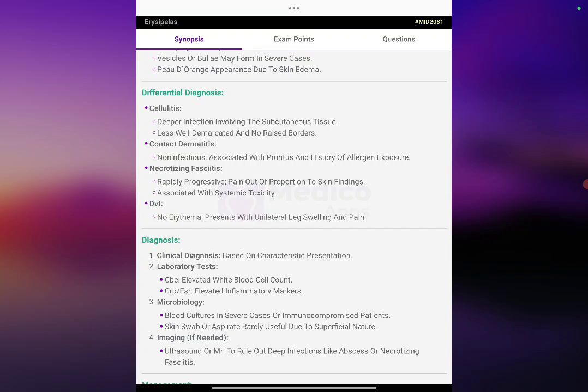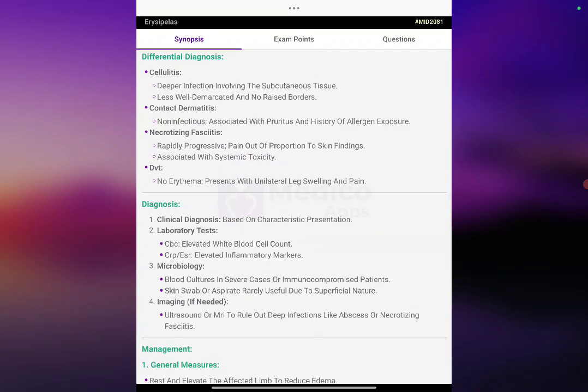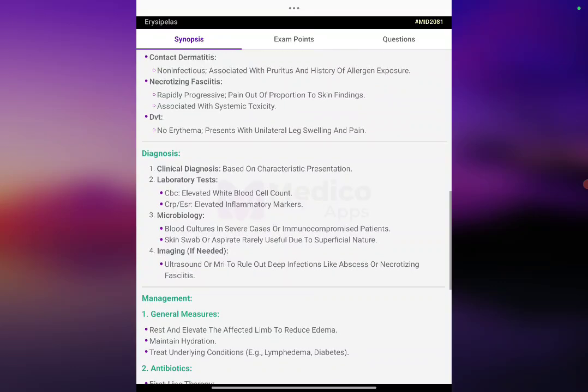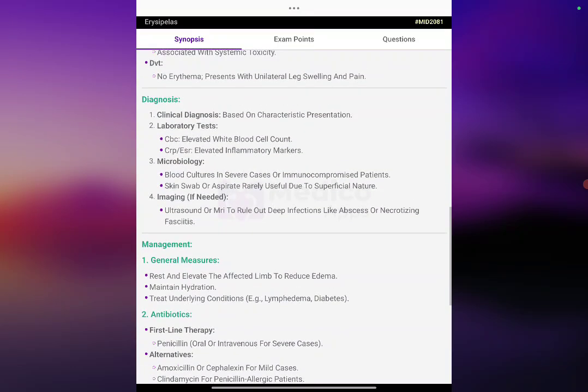Differential diagnosis. Cellulitis: a deeper infection involving the subcutaneous tissue, less well demarcated, with no raised border. Contact dermatitis: non-infectious, associated with itching and a history of allergens. Necrotizing fasciitis: rapidly progressive, pain out of proportion to the skin findings, associated with systemic toxicity. DVT: no erythema, presents with unilateral leg swelling and pain.